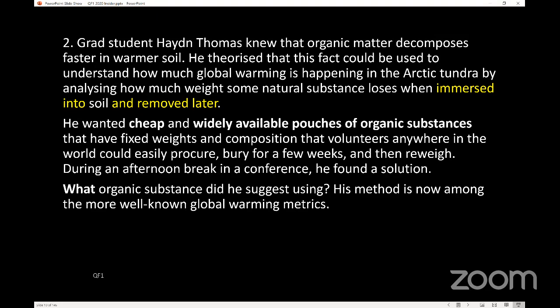So some guy during an afternoon break in a conference thought about how to measure how much decomposition is happening. And so he said, we can take something, immerse it into soil and remove it later. The advantage of this was that it was cheap, widely available throughout the world, and it was already there in organic pouches. So what organic substance do you suggest using? The answer is a simple, if your answer has a simple three-letter English word, you're correct.